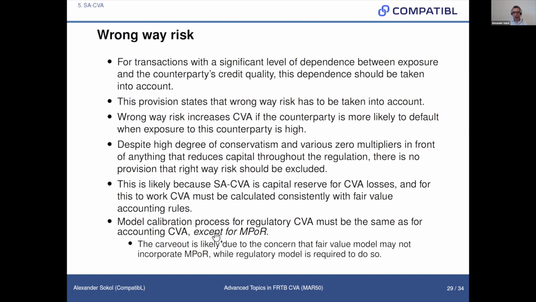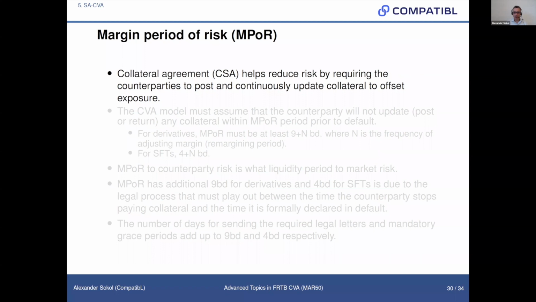And finally, the model calibration process for regulatory CVA must be the same as for accounting CVA, except for the margin period of risk. My understanding of this carve-out is that accounting bodies have not really been very vocal in requiring sophisticated margin period of risk methods, and I'll talk about what it is in a second. This exception is basically saying that regulators will be more stringent than accounting bodies. Okay, so now what is it?